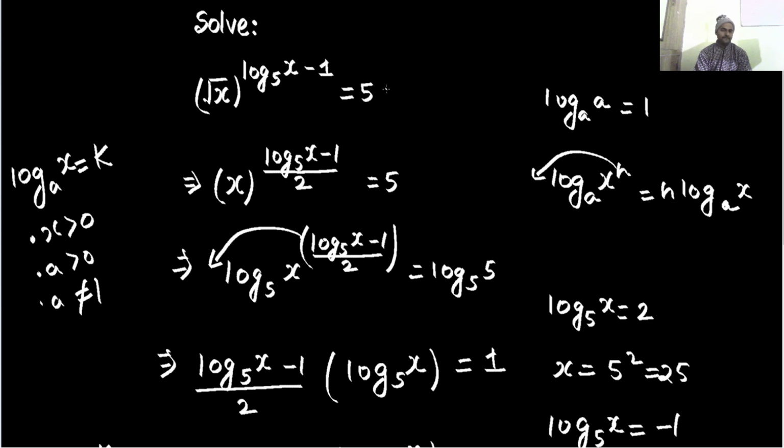And for 1 by 5, if you put it in place of x, you will get 1 by 5. That is also fine, that is also a positive thing, no problem with that. Okay. So both the values are good enough. So x equals 1 by 5 and 25. Both the values are fine for your answer.